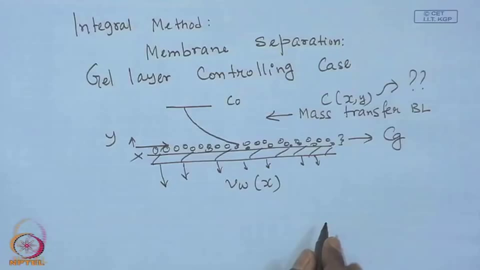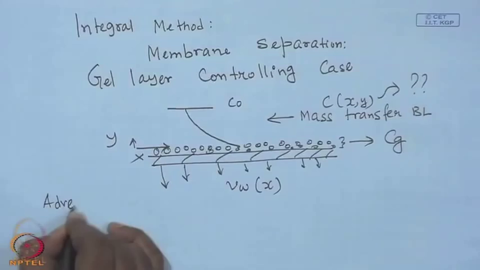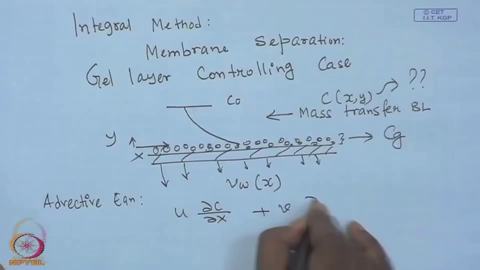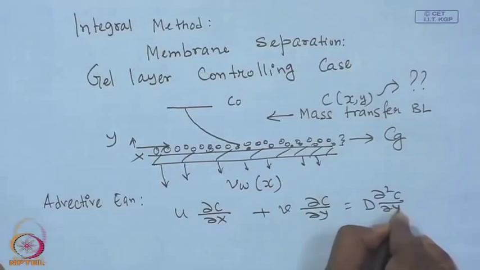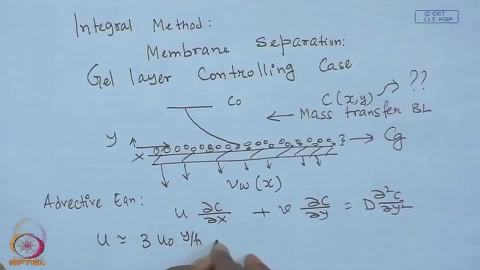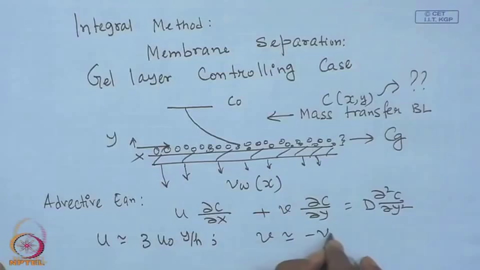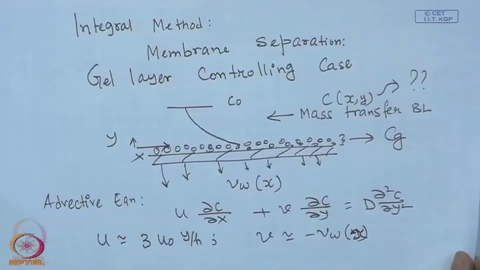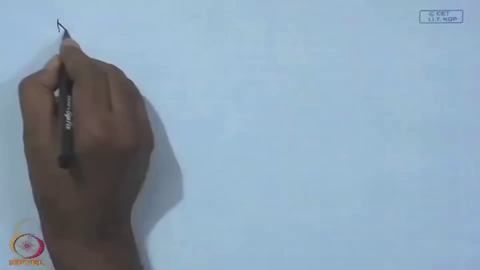So, we write down the governing equation within the mass transfer boundary layer, the advective two dimensional equation: u del c del x plus v del c del y is equal to D del square c del y square, the same that we have done earlier. So, u becomes 3 u 0 y by h, that is the velocity profile we have seen earlier in the thin channel, and v is equal to minus v w as a function of x. We have discussed this velocity profile in the earlier class, so I am just taking them as they are. We are going to solve this equation by making it non-dimensional, so let us make the equation non-dimensional first.